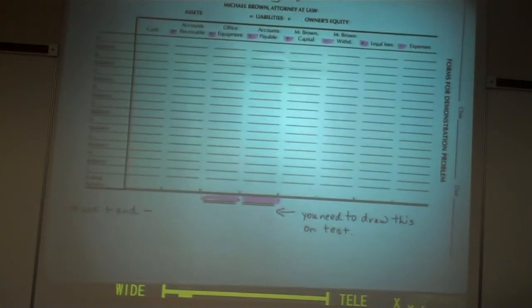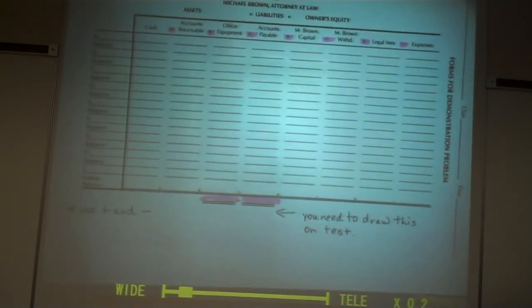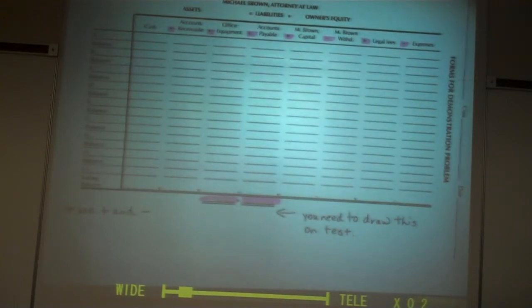Maybe I can make it a little bigger. It doesn't look like it's getting much bigger. She's talking about the numbers.